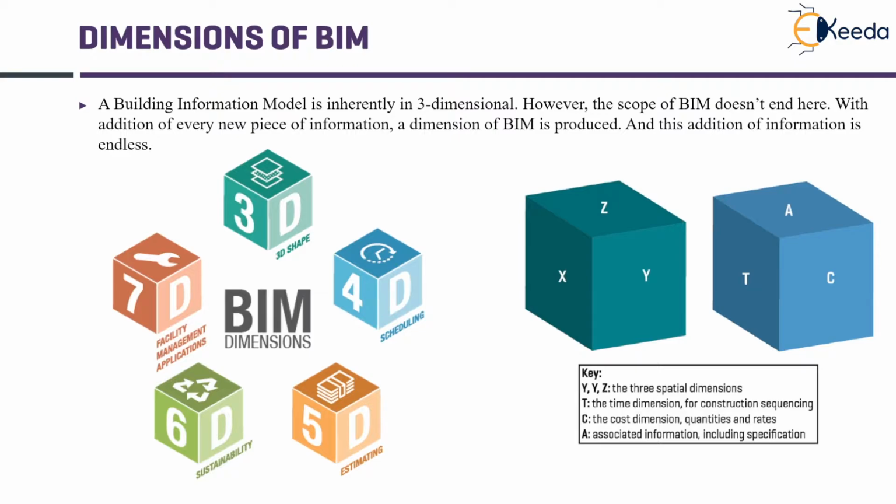3D, that is, involving x, y, and z axis, are the spatial dimensions. When we add time, t dimension, to this, we have 4D BIM. When we add C dimension, that is cost, quantity, and rates, we get the 5D BIM. Similarly, attaching any other associated information like sustainability gives us 6D, attaching facility management gives 7D, and so on and so forth.